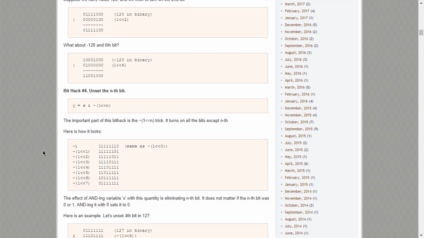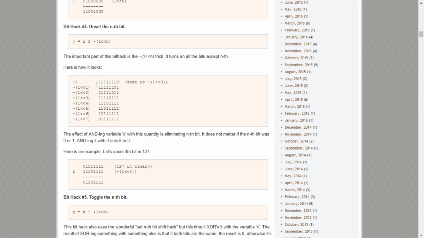So again, remember the way not works, it's going to switch all the ones to zeros, all the zeros to ones. So we get something like this, and we want to say and this. Keep in mind the way and works, if it's a 1 with an and, it's just going to keep whatever it was the same. So 1 and 1, it's going to be 1. 1 and 0, it's going to be 0. So it's just going to be the same as whatever we had originally in the other number. For the 0, when we do the and, it's just going to turn it to a 0.